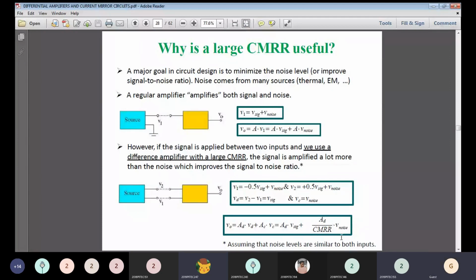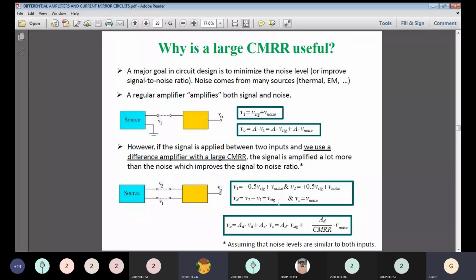Here we are not giving one type of source with one voltage; we are giving two voltages, V1 and V2. Both have the same voltage magnitude, 0.5 and 0.5, but they differ in polarity. So V1 is equal to 0.5 V signal plus V noise, and V2 is equal to minus 0.5 V signal plus V noise. So what is the value of VD? It operates in differential mode, so V2 minus V1 gives the value of V signal.